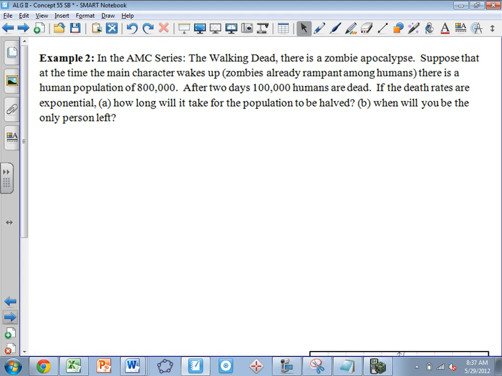In the AMC series The Walking Dead, there is a zombie apocalypse. Suppose that at the time the main character wakes up, zombies are already rampant among humans. There is a human population of 800,000. After 2 days, 100,000 humans are dead. If the death rates are exponential, A, how long will it take for the population to be halved? B, when will you be the only person left?